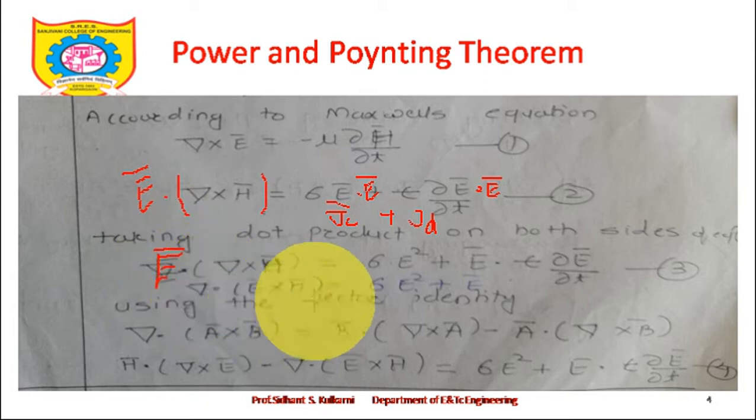So E bar dot del cross H bar is equal to sigma E bar dot E bar, you already know the dot product between two vector entities will give us a square of that particular vector field. So sigma E square plus E bar dot epsilon dou E bar by dou T. Let's call this equation number 2, and then we'll try to solve this as dou by dou T of E bar dot E bar. Right now just try to understand here.